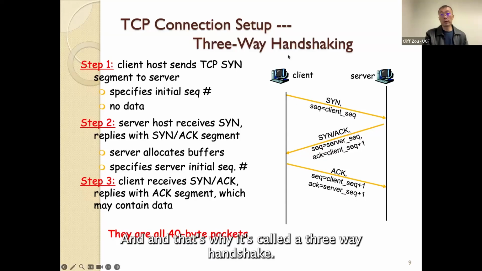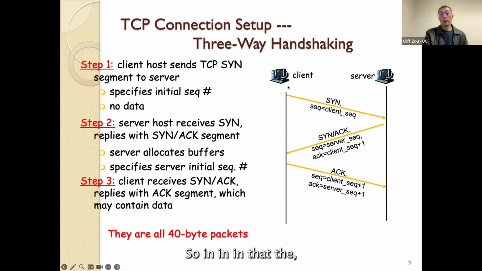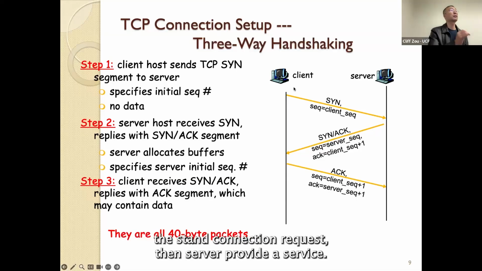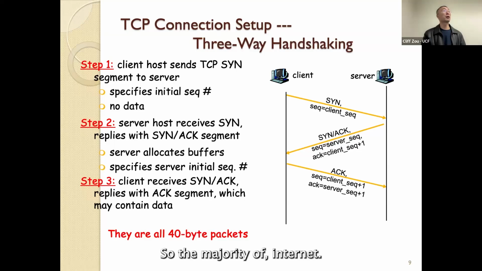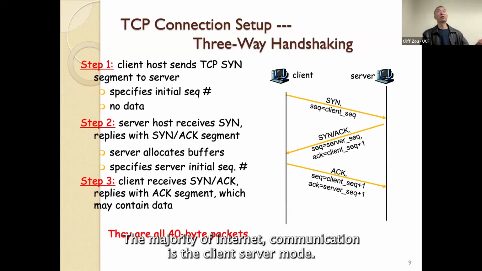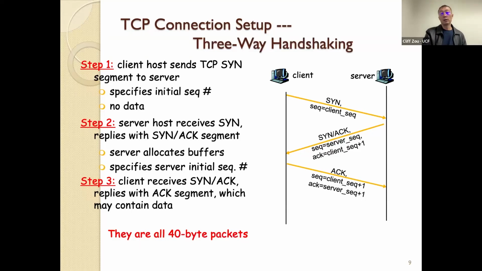And that's why it's called a three-way handshake. So in the internet, the basic communication mode is a client-server mode. Basically, the client sends a connection request, then the server provides the service. So the majority of internet communication is the client-server mode. So the TCP connection setup is initiated by the client.